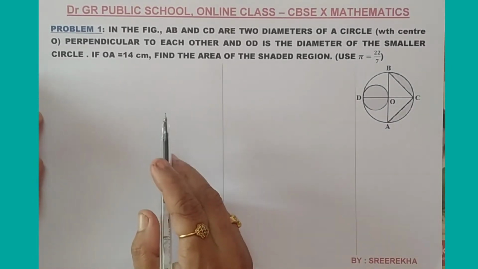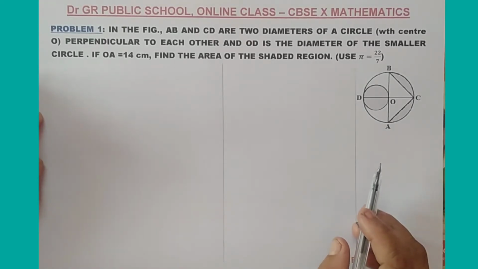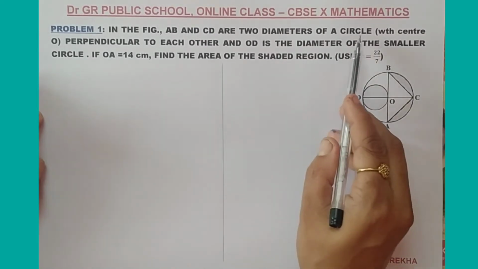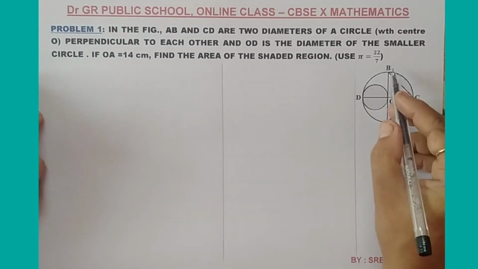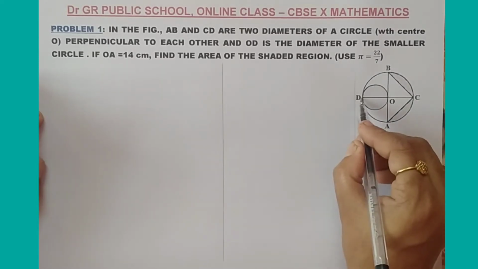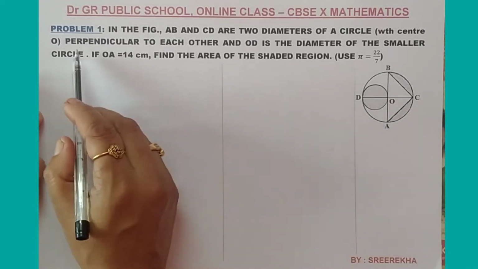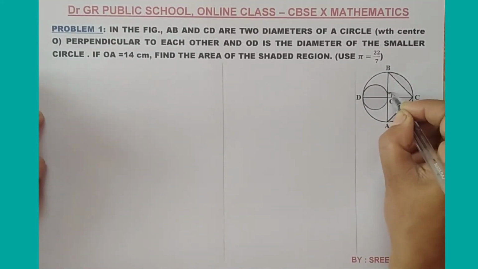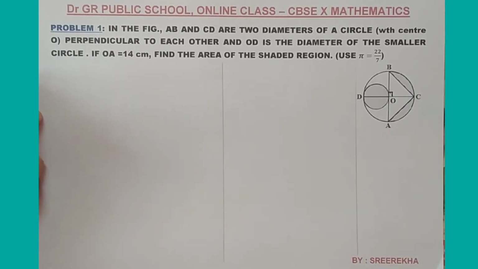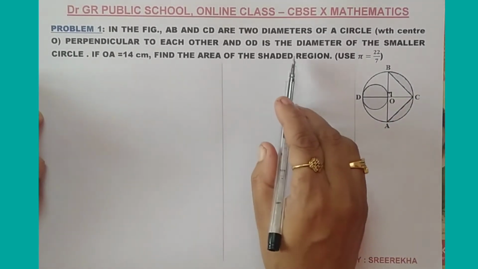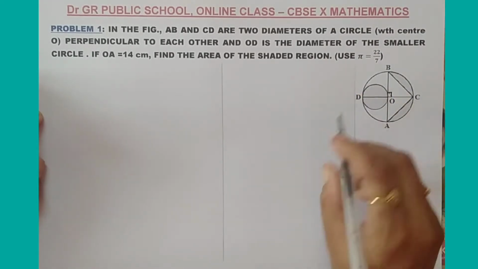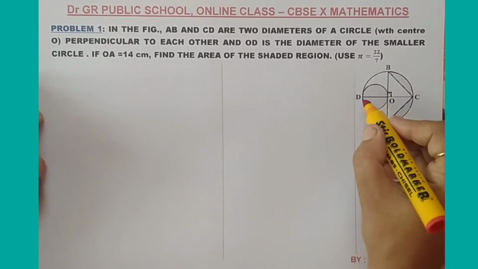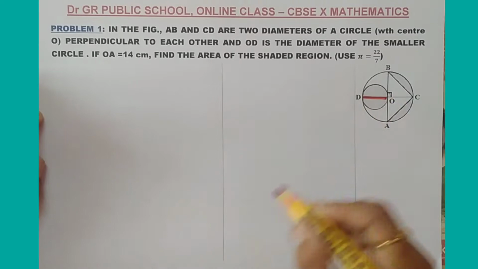Once again, we can read the question and write what is given. In the figure, AB and CD are two diameters of a circle, but the condition is that they are perpendicular to each other. That is the condition given. And OD is the diameter of the small circle.